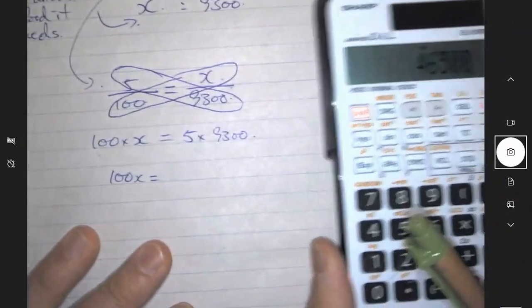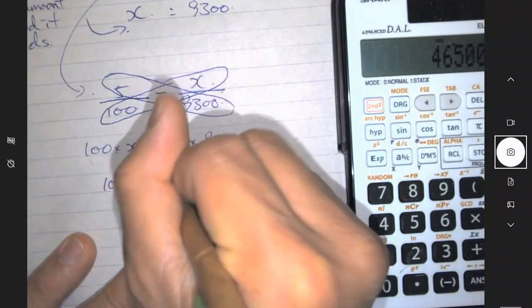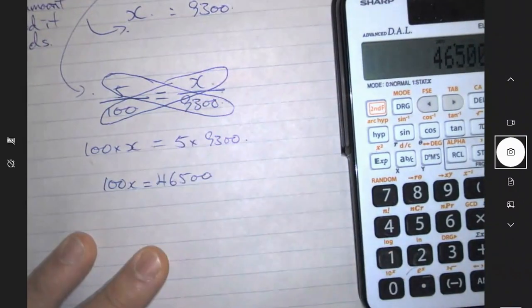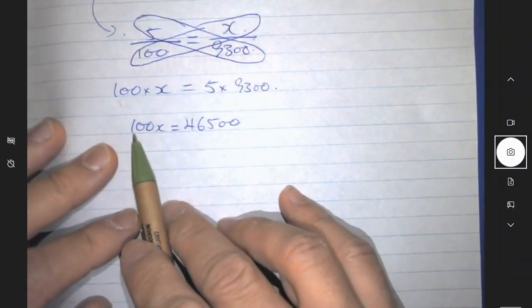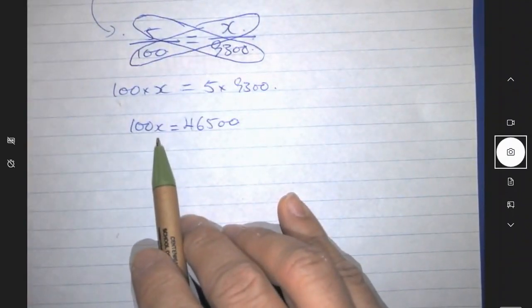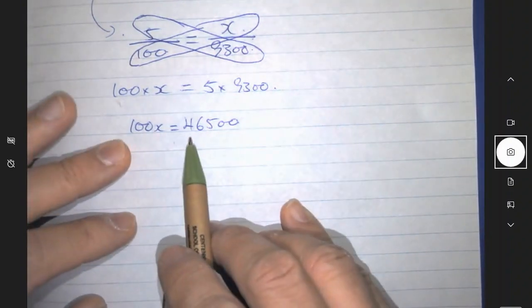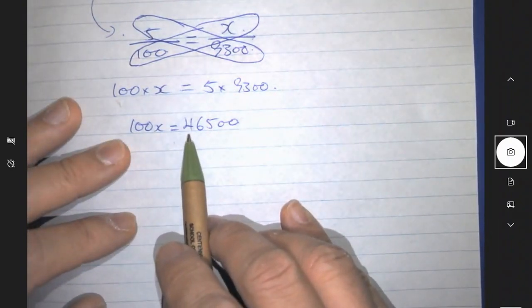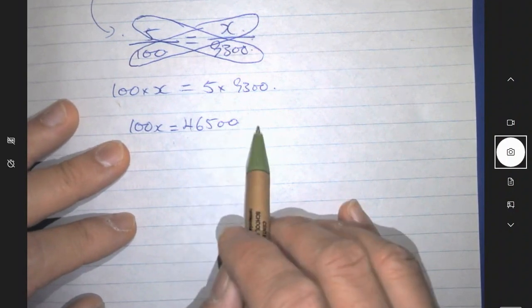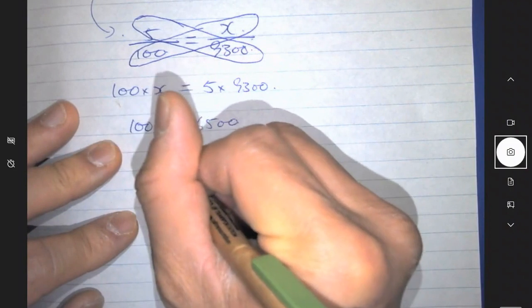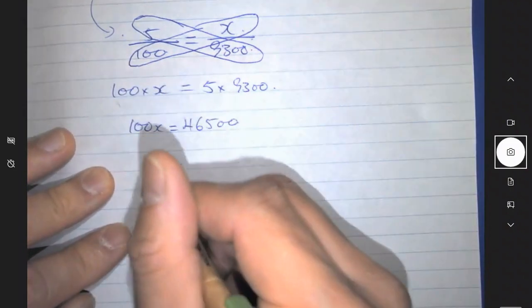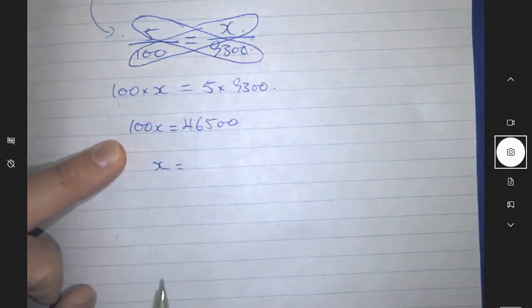Let's take out the calculator. That will be 46500. Okay, 46500. So 100 times x, we don't know what x is, gives you 46500. So in order to find just one x, what do you need to do?